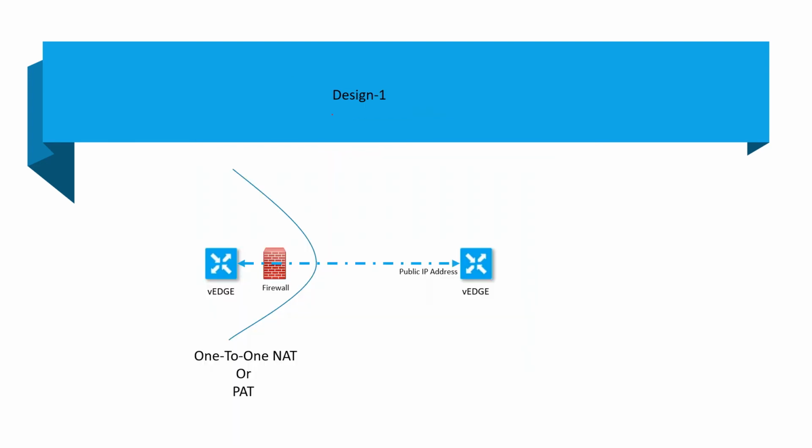Let's talk about design one. So I have a vEdge device and this is my firewall. On the other side, I have a public IP address which is directly configured on the vEdge. On the left-hand side, I might have this one-to-one NAT or maybe some sort of PAT IP address which I'm going to use on the firewall. This design works.